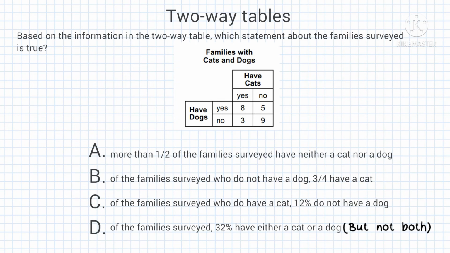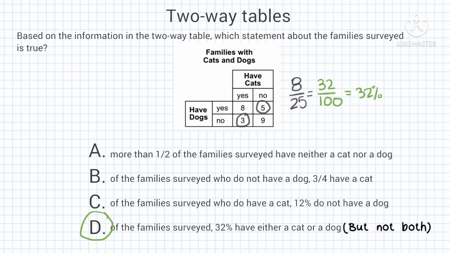Just 4 more questions to go. This one is on two-way tables. If we add up all the numbers in the table, we find that the total number of families surveyed is 25. Option A says more than half of the families surveyed have neither a cat nor a dog. But 9 out of 25 isn't half of the families, so A is incorrect. The total number of families that don't have a dog is 12. 3 out of 12 of those people have a cat too. 3/12 is not equal to 3/4, so B is also incorrect.